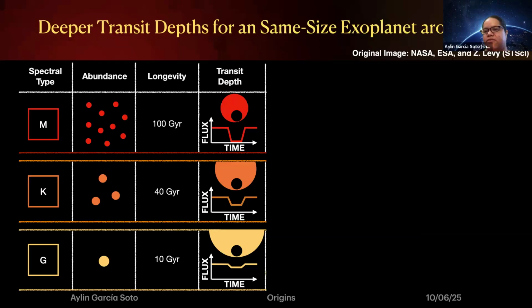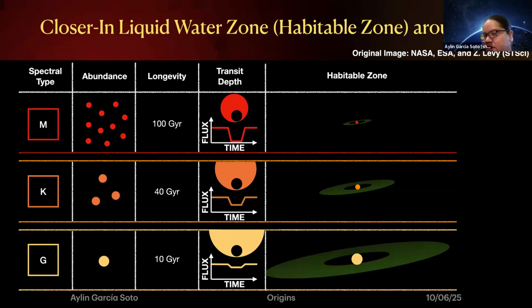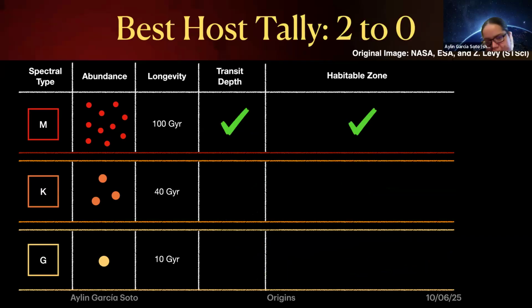A light curve is flux over time, and the same planet will give you a much deeper transit. So if we were going to do a best host tally, it's 1 to 0. The other good thing about M-dwarfs is that because they're so small, their habitable zone is much closer in, so it's much easier to find exoplanets there. That gives it another nice plus.